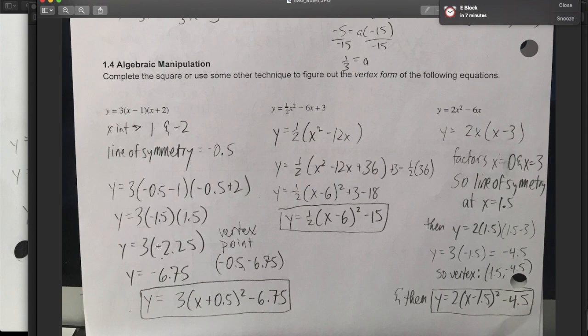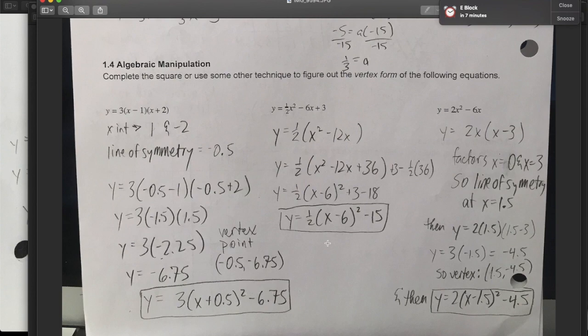Okay, anyways, we solve, we get -6.75 as our y value of our vertex. So now we have our vertex, and we just want to make sure we keep an eye on that a value, which is 3, and plug that in down here. So we have 3 times x plus 0.5 squared minus 6.75.